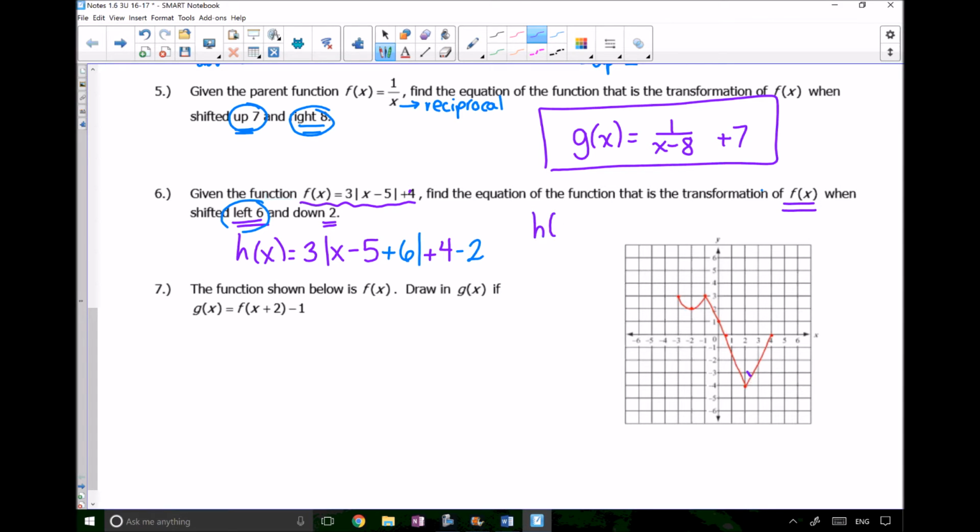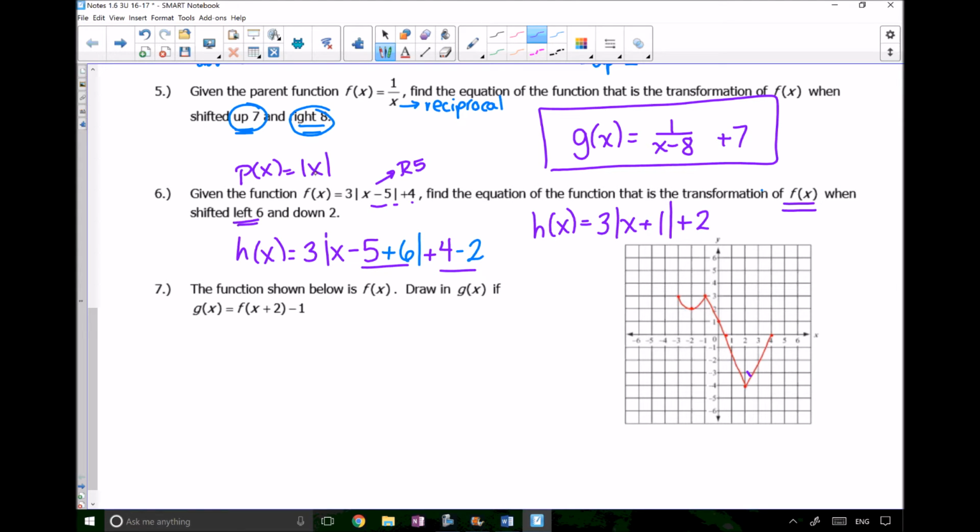So that means that my final equation, when I put my like terms together, ends up being 3 times the absolute value of x plus 1 plus, and then when I put those together, I get 2. Now, that should make sense to you, because if you look at it like this, what this is saying is you're going to go to the right 5, sorry, from the parent function, the absolute value of x.